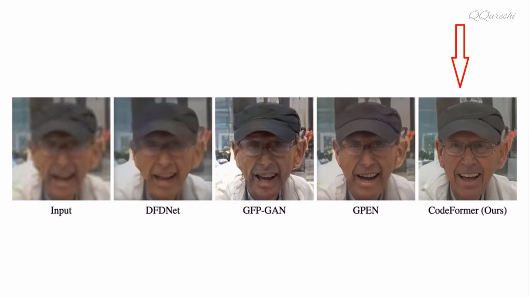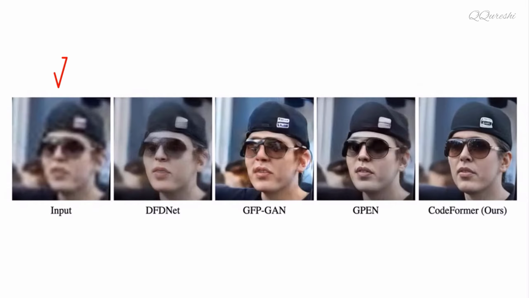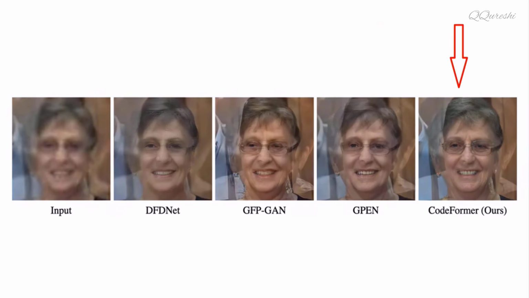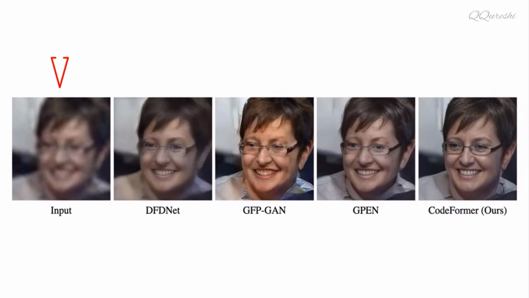You can see the input here. View DFD-net results, then GFPGAN. And see the CodeFormer result on the far right. You can compare the results of other AI websites with CodeFormer.